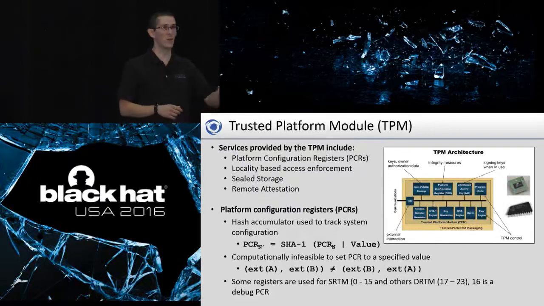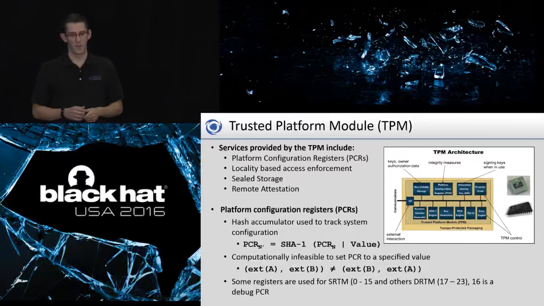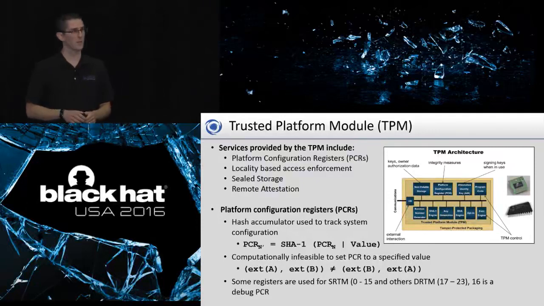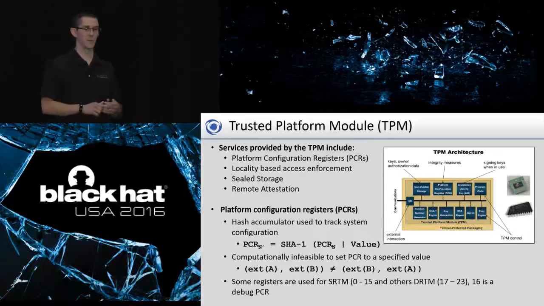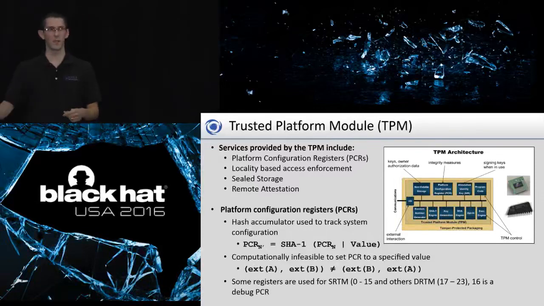So you can keep extending them over and over and over, and it's going to change that value. But it's computationally infeasible to set the PCR to a specific value, right? I don't know what I need to extend it with if I want the result to be 1, 2, 3, 4. And that's really important. It's an important feature of the whole technology. And then order of operations is important, right? Extending with A followed by an extend with B is not the same as extending with B and then extending with A, because of the way the concatenation and hashing works.